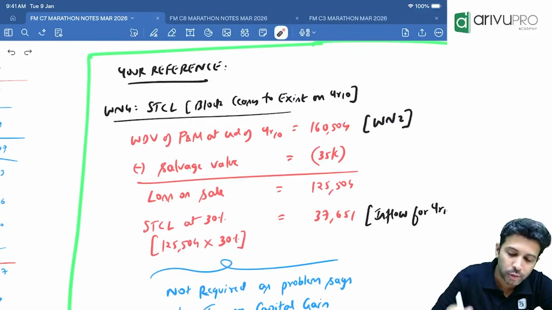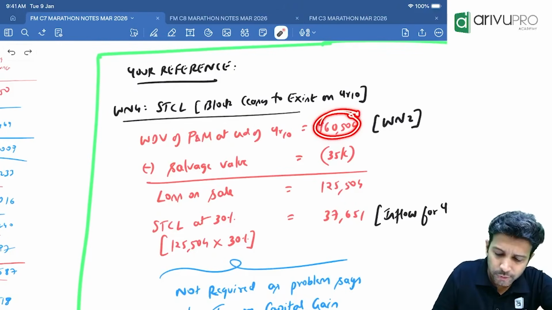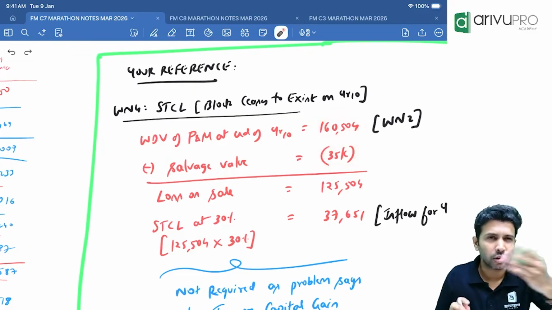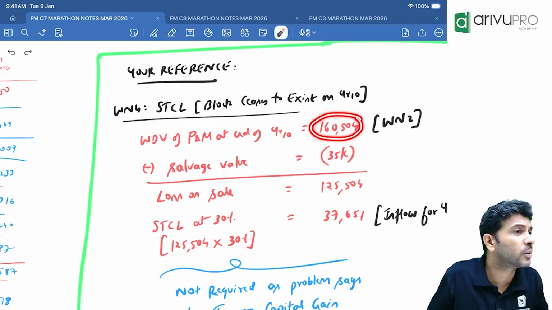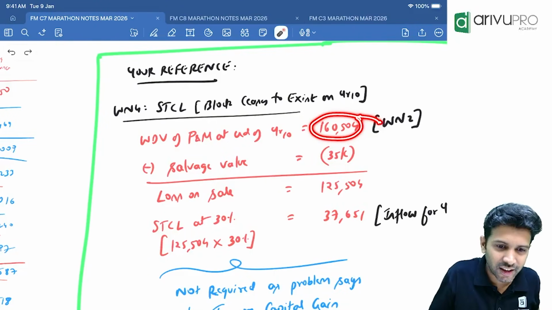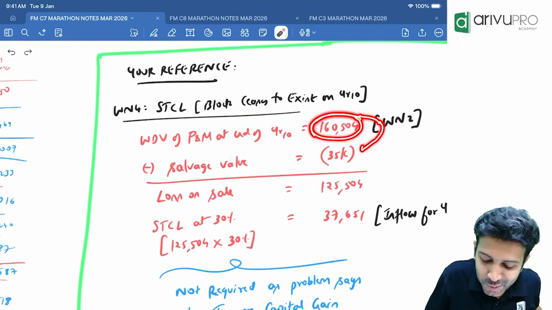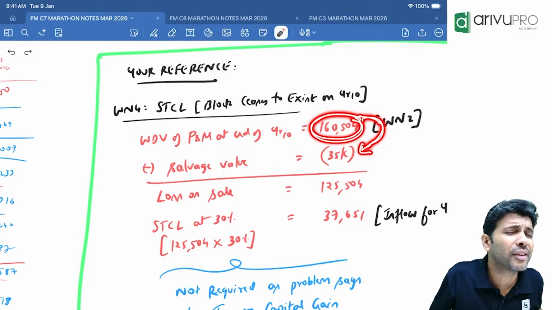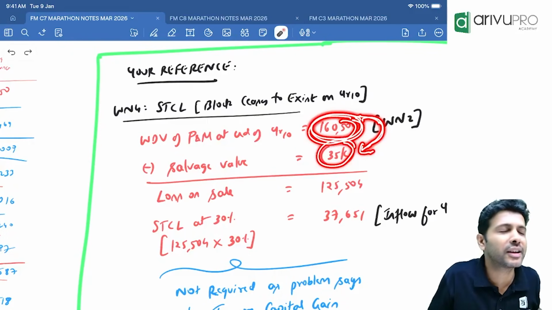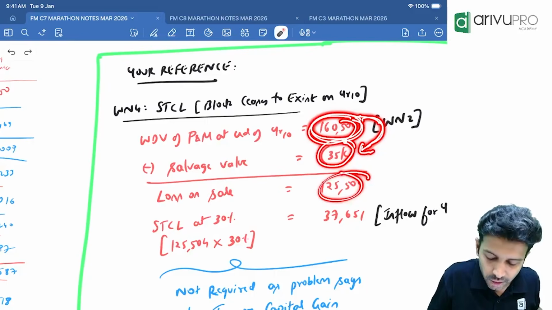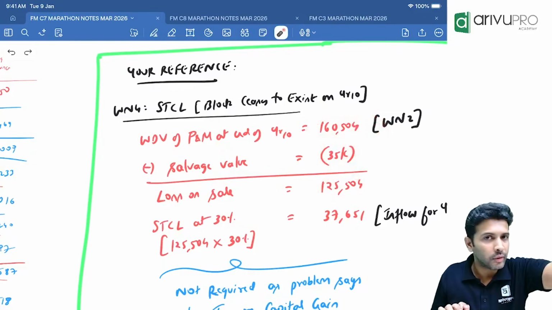Now you will sell it in the 10th year, but you will sell it for 35,000, not 160. The book value as per tax is 160, but we sold it only for 35. So we made a profit or a loss? A 160 worth of asset sold for 35. How much loss? 125,504.